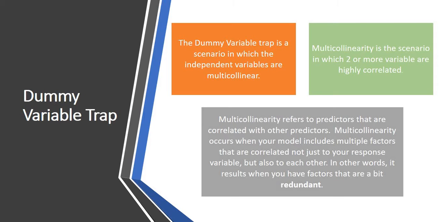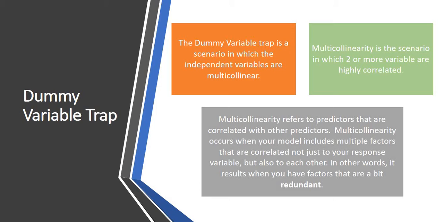variable trap issue. So first of all, the definition of the dummy variable trap: a dummy variable trap is a scenario in which independent variables are multicollinear. Multicollinearity is a scenario in which two or more variables are highly correlated among themselves. Also, multicollinearity refers to predictors that are correlated with each other.